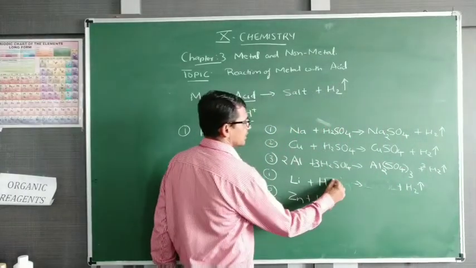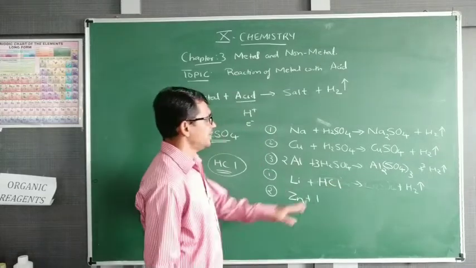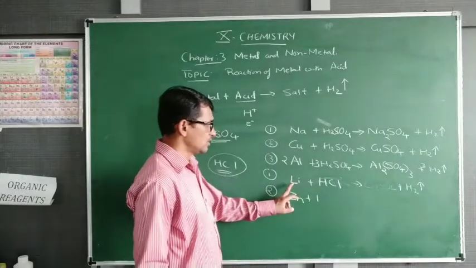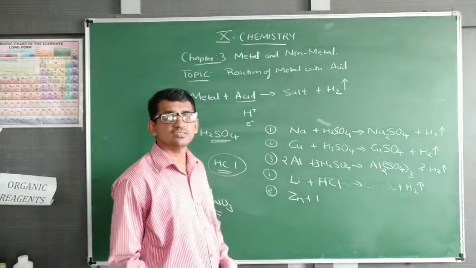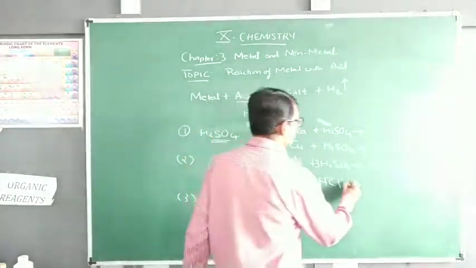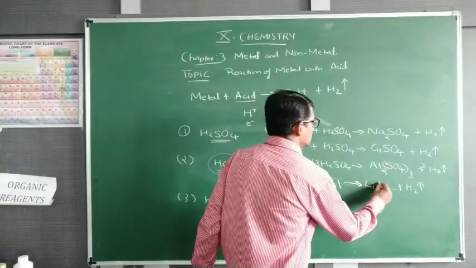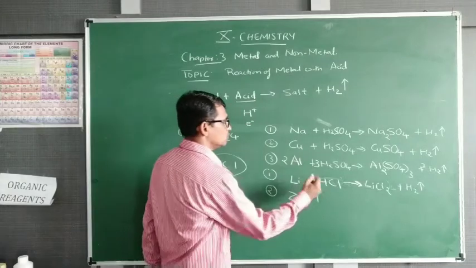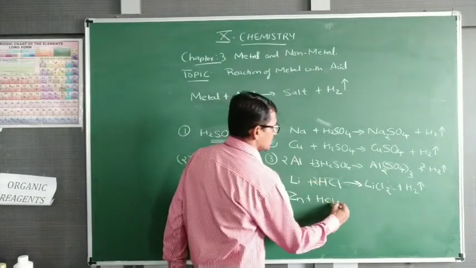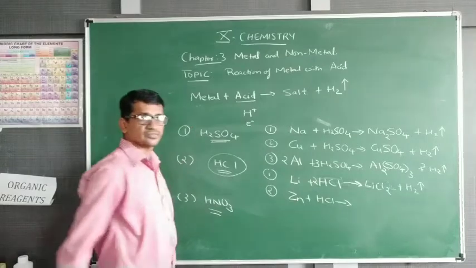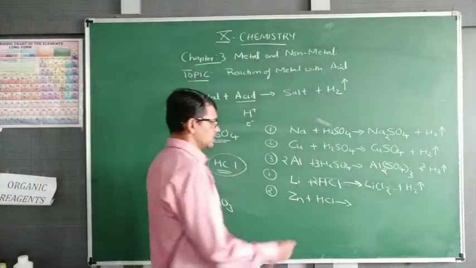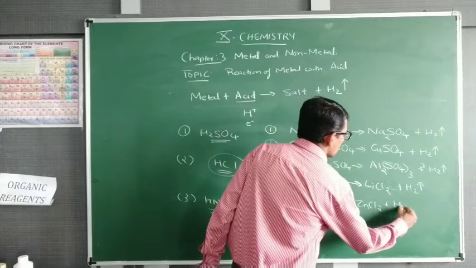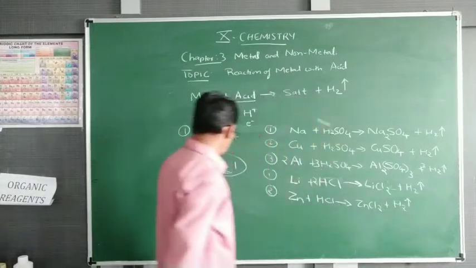Right, three reactions with HCl. HCl is a monobasic acid, only one H. But lithium during reaction has its valency change to 1. So the formula will be LiCl plus hydrogen gas. In this way you obtain it. Similarly, HCl when it reacts with zinc is converted into salt, that is zinc chloride, plus hydrogen gas.